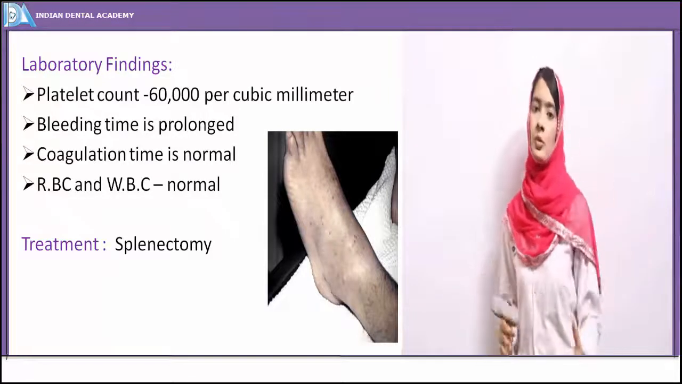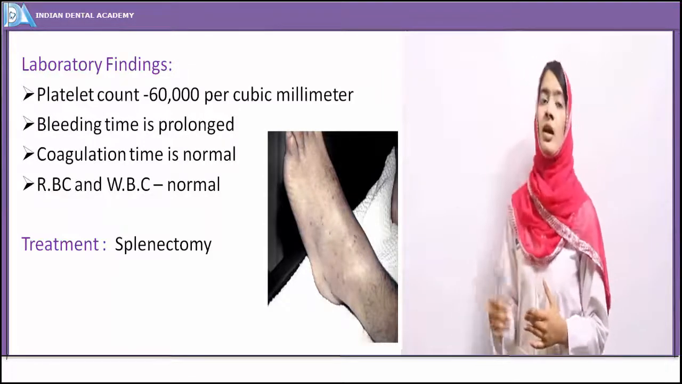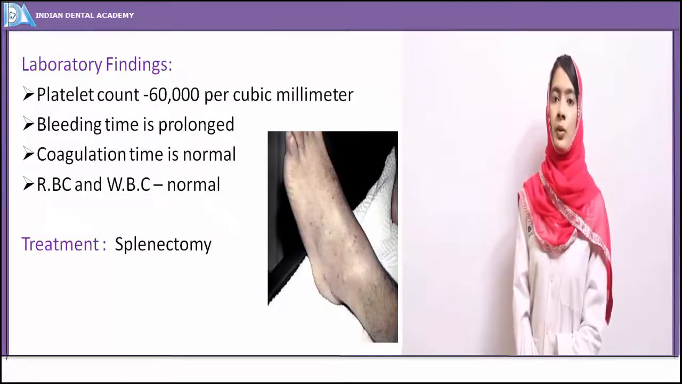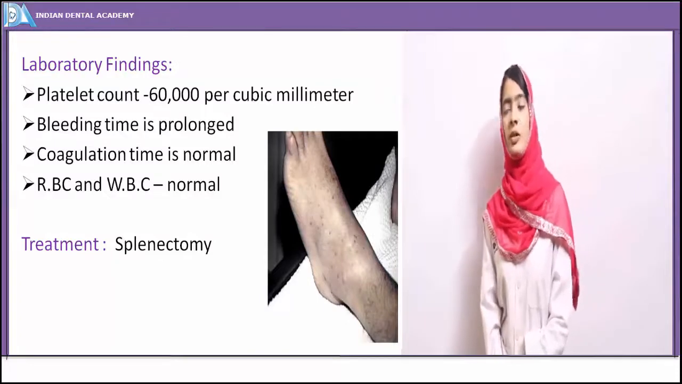Both the RBC and WBC counts are normal. Treatment in severe cases includes splenectomy, which has provided partial relief from all the symptoms.